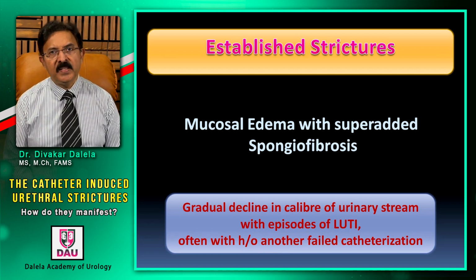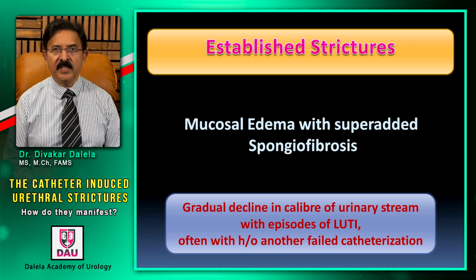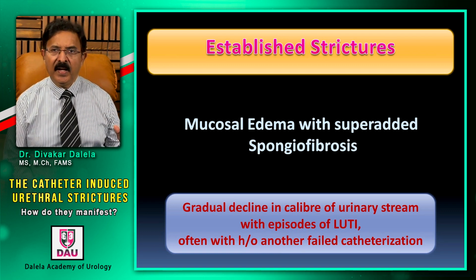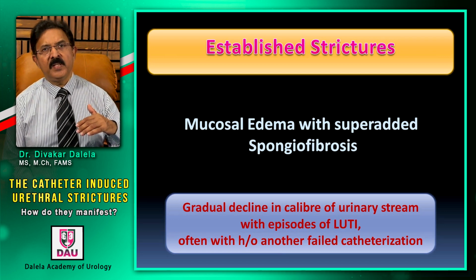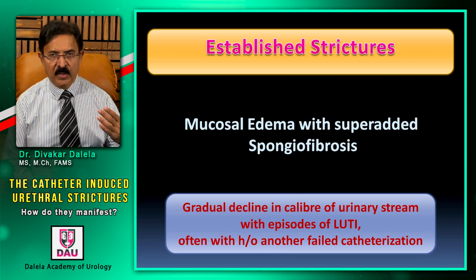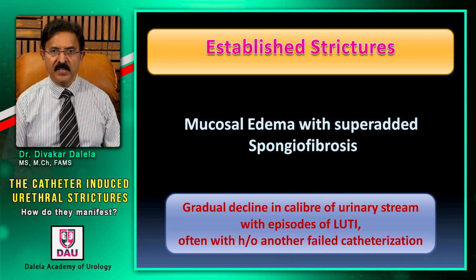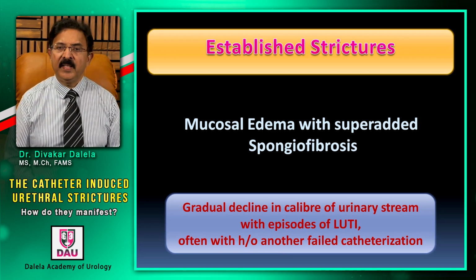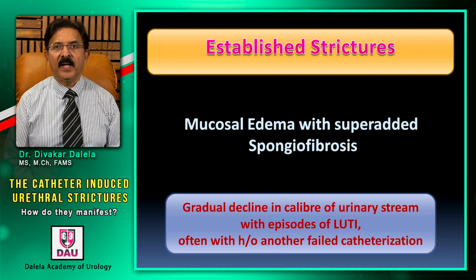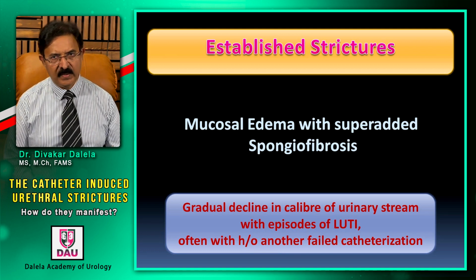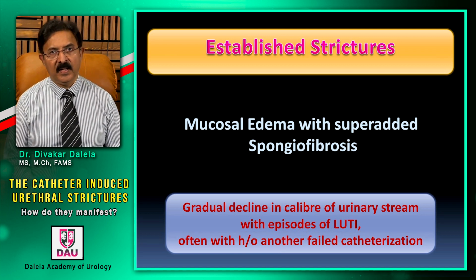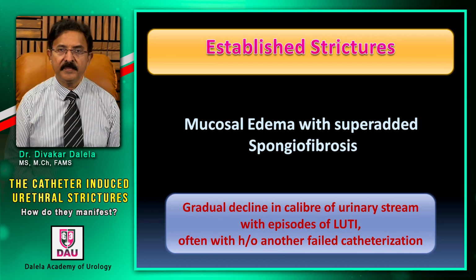The second group of patients is the ones who have established stricture disease. Here, the mucosal edema is disappearing and spongiofibrosis is getting superadded as a pathological process. So it's a genuine stricture disease. These patients complain of a gradual decline in the caliber of their urinary stream, and they can also have episodes of intercurrent urinary tract infection. Some people even have another attempt of failed catheterization, and then they say, I got stricture because of previous catheterization.